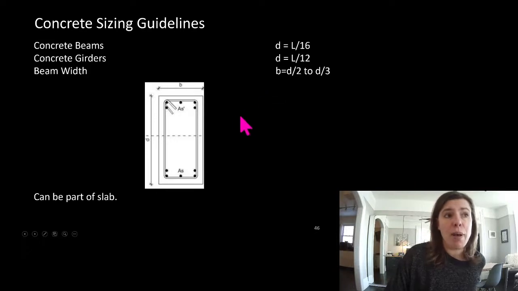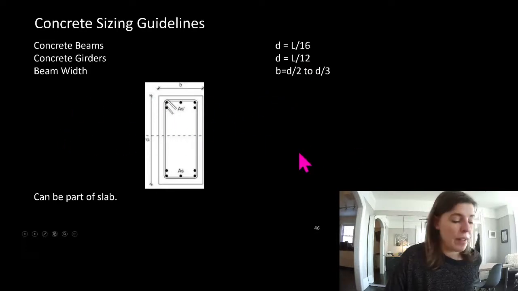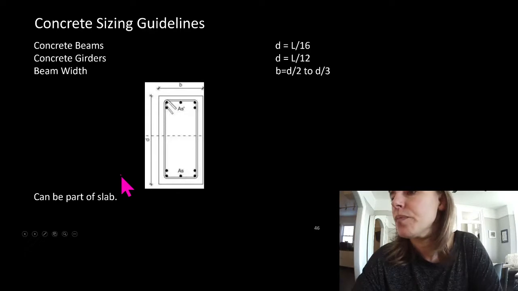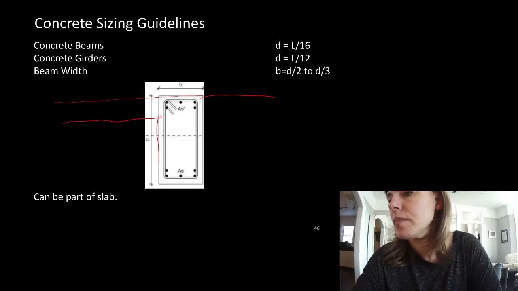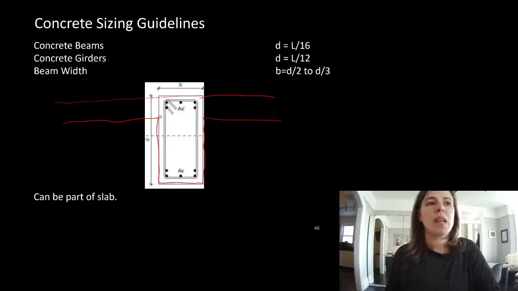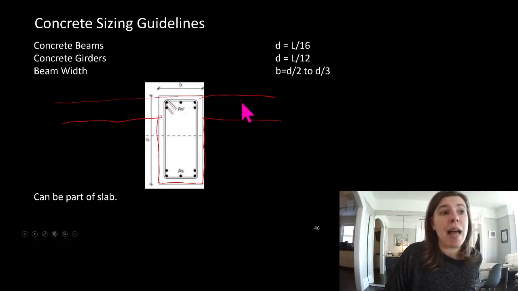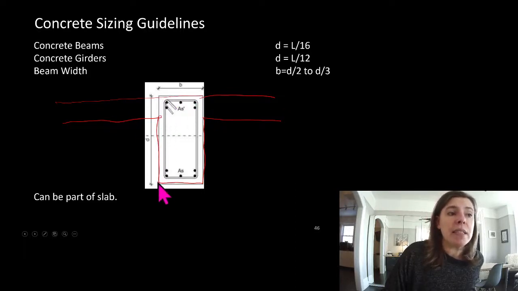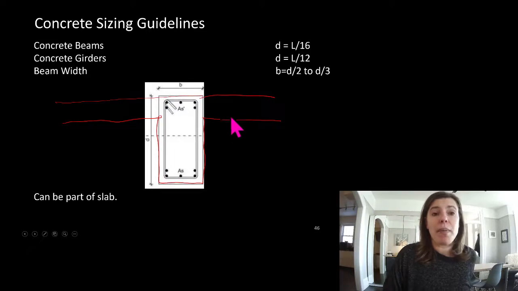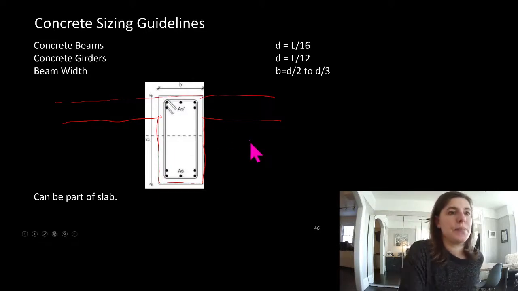The cool thing about a beam is that it can be part of the slab. So we can bring the top of our concrete right up to be in line with the top of the slab. We'll just run our slab reinforcing through here. And so we've gained a little bit of depth here by designing it like this.